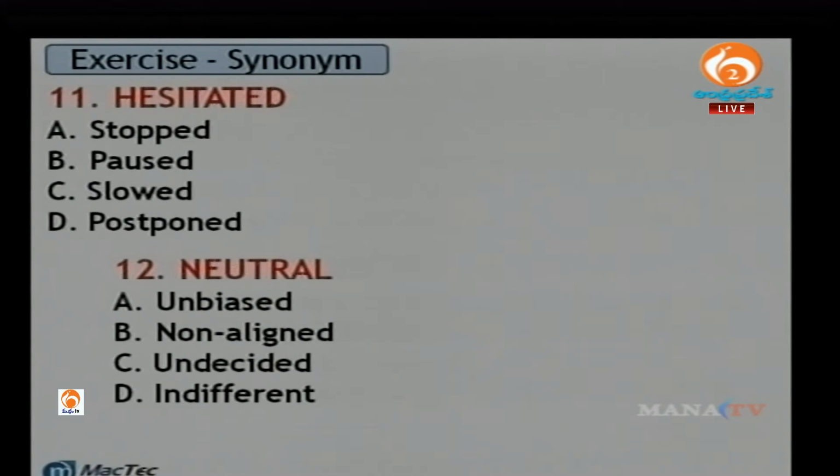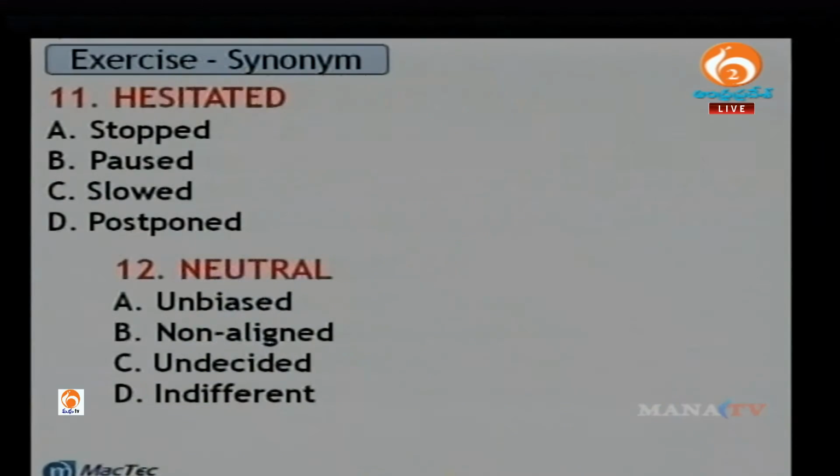Undecided means I am not even able to decide what I am supposed to do in a situation. I am left with two options. Option A, unbiased. Option B, non-aligned. Non-aligned means I am not connected with anybody, I'm not associated with anyone. Option A is the correct answer, which is unbiased. Bias means showing favoritism towards someone, and the question here is neutral, so option A is the correct answer.